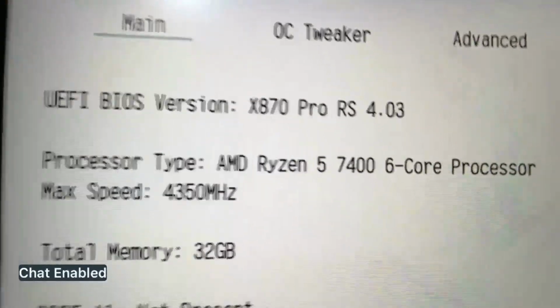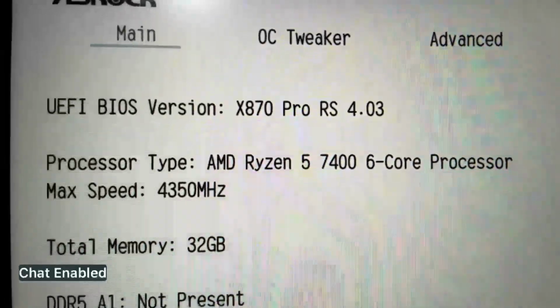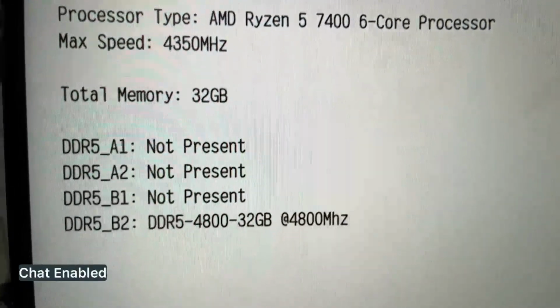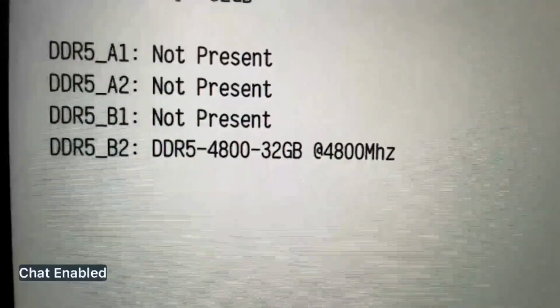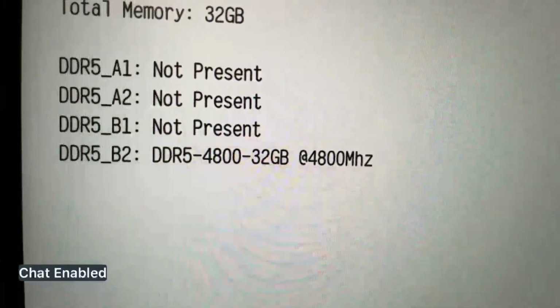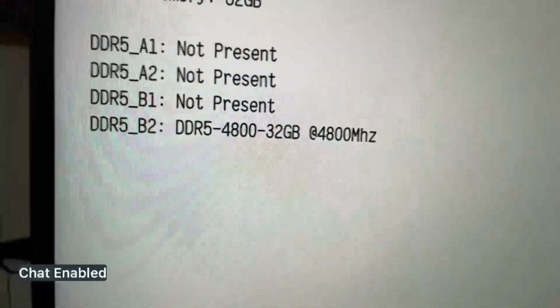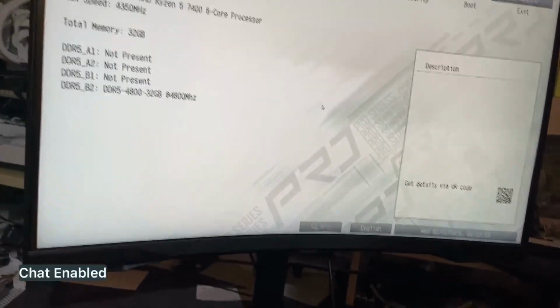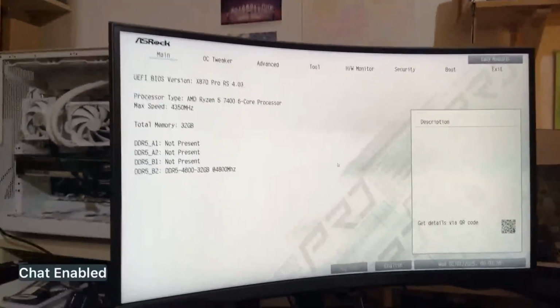Finally caught up, and the CPU and RAM caught up, and it's working. It's working in B2, finally, it somehow caught up. DDR5 B2. It's working in B2. Whoa! I'm so happy. Whoa! What the hell? The motherboard is alive.